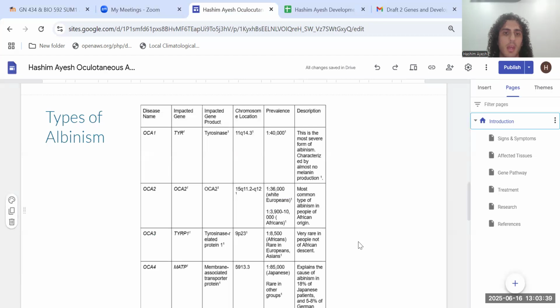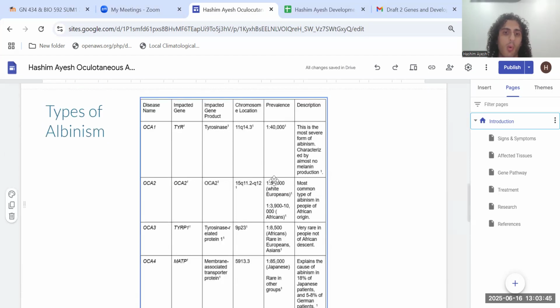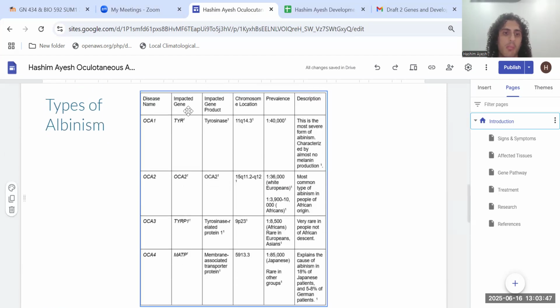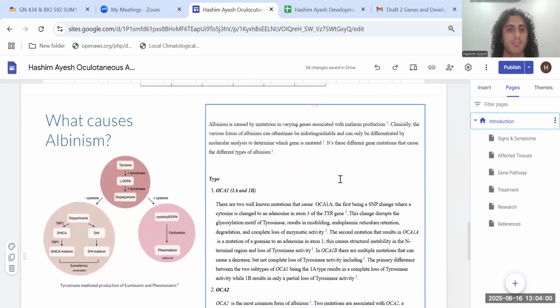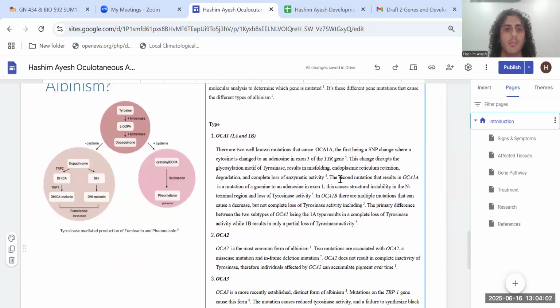I found the best way to talk about the types of albinism briefly on an introduction page before I got further into them was just a quick table with the main four types of albinism, their gene, the gene product that's impacted, location on the chromosome, prevalence, and just a brief description about that type of albinism. And then a brief discussion about what causes it. Of course, further later on in the website, we go further into depth on these things.